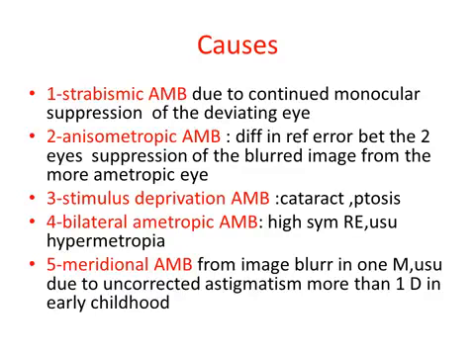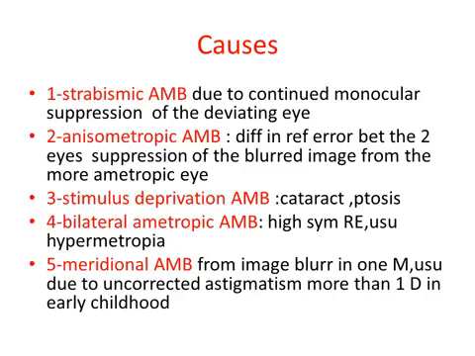What are the causes of amblyopia? Number 1, strabismic amblyopia. This is due to continuous monocular suppression for the image coming from the more deviating eye. Number 2, anisometropic amblyopia, when there is difference in refractive error between the two eyes, so there is suppression for the image coming from the eye with more refractive error.